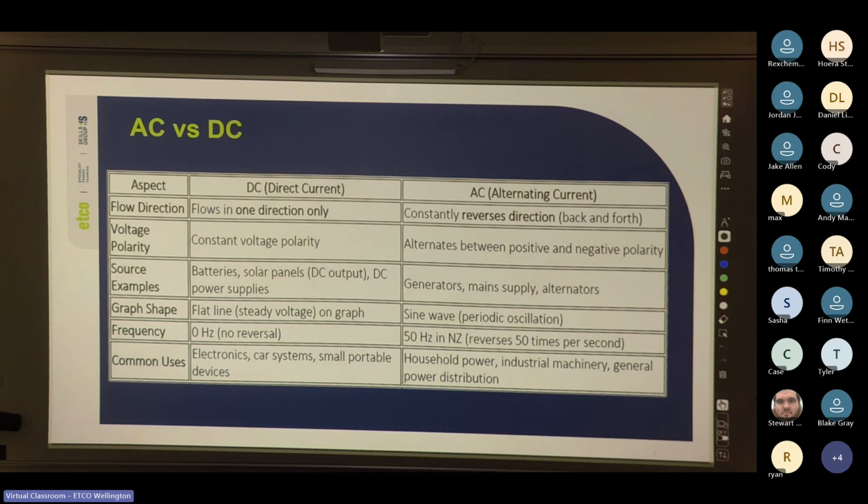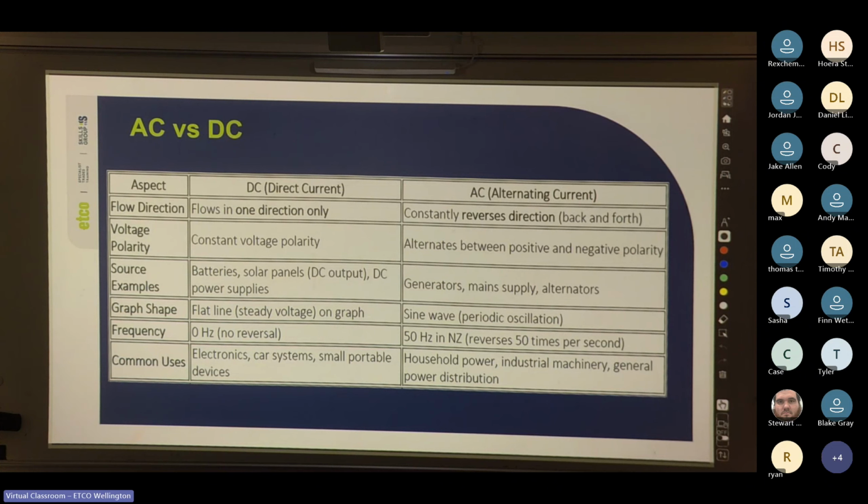So your sources for DC, you've got your batteries, your solar panels. We get AC from the inverter, but the solar panels themselves put out DC, and DC power supplies. Whereas AC we get from generators, main supply, and alternators. The graph shape: direct current is just a flat line, steady voltage on a graph. And AC is a sine wave, periodic oscillation, and we'll have a look at that in a little bit.